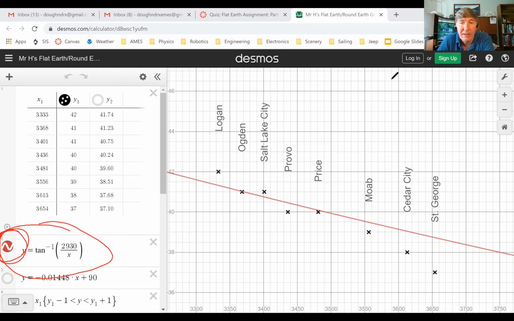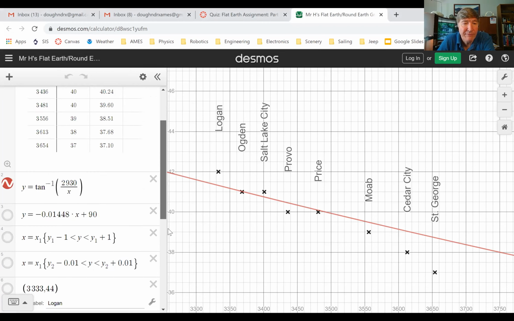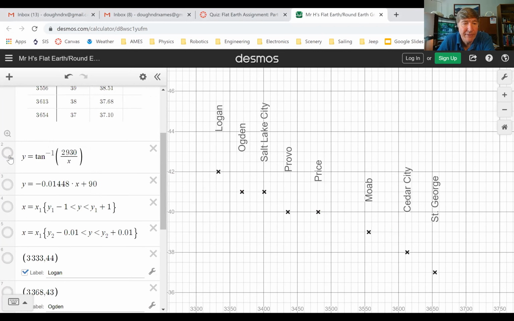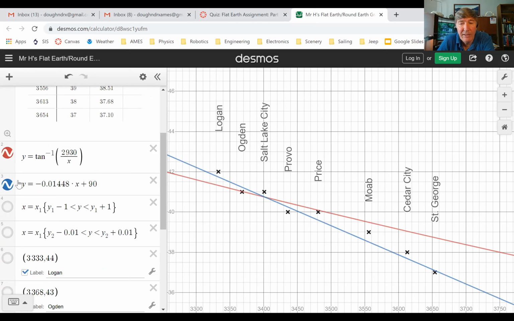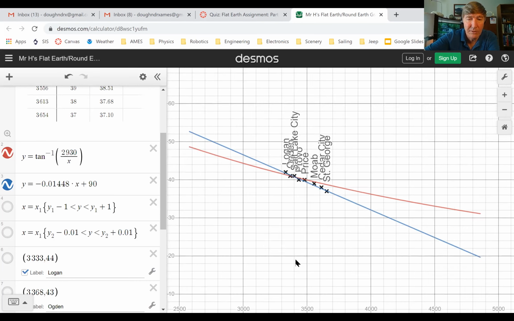All right. Now what I could do is turn off the flat Earth model. So I click on that and the flat Earth model goes away. Underneath it is the equation that's the round Earth model. And in fact, I can turn both of them on. So I've got both models turned on. Before I go on too much further, let's make sure that we agree that these models fit the way that they're supposed to. Let me zoom out.